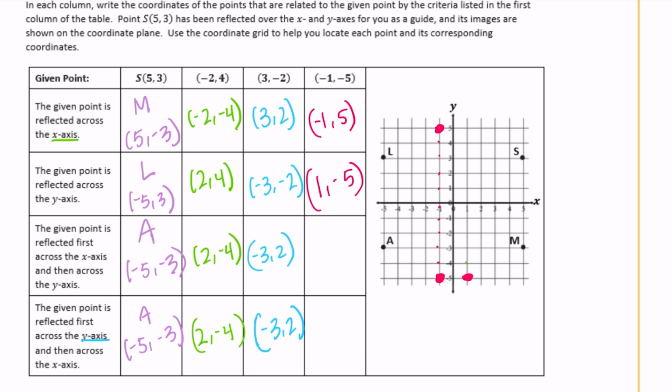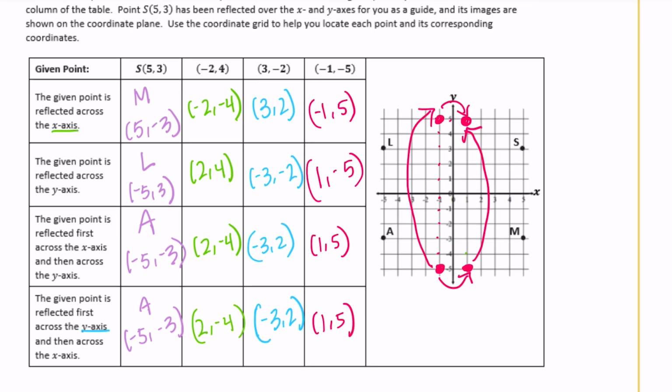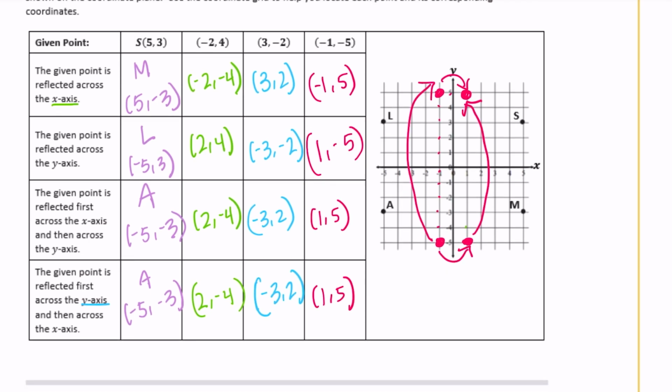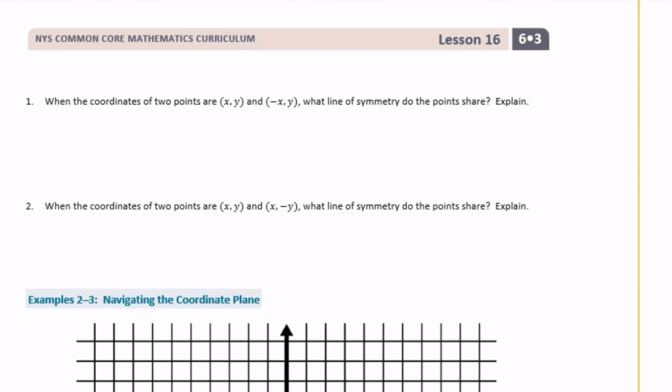The given point is first reflected across the x-axis, so first I reflect it across the x-axis, and then across the y-axis. I would end up over here, that is 1, 5. And then if I first reflect it across the y-axis, and then across the x-axis, I'm back at 1, 5. I hope that you were able to follow along with that, and that all made sense.